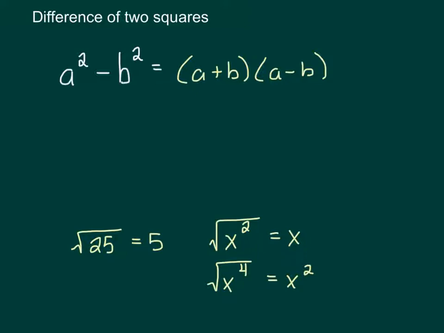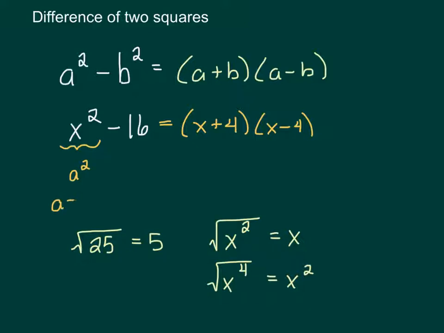So as a quick example, if I have x squared minus 16, how does that factor? Right, x plus 4 times x minus 4. We know that this is a squared, meaning a has to be x. This is b squared, meaning b has to be the square root of 16, which is 4. And then we do a plus b, x plus 4, times a minus b, x minus 4.